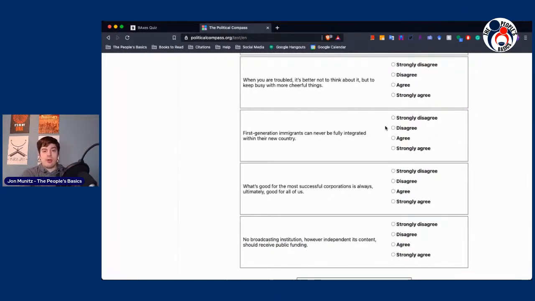Next, when you are troubled, it's better not to think about it, but to keep busy with more cheerful things. Boy, this is a hard one. I'm going to disagree. Sometimes it's necessary to actually grapple with the problem, so that it doesn't just keep reoccurring, but you actually take moments to address it. Shame sometimes is a good thing. It's how we know when we need to try and grow.